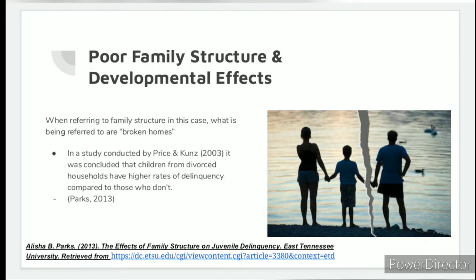Poor family structure and developmental effects. When referring to family structure in this case, what is being referred to are broken homes. In a study conducted by Price and Kunz in 2003, it was concluded that children from divorced households have higher rates of delinquency compared to those who don't.